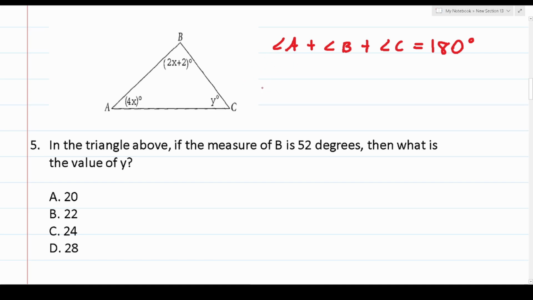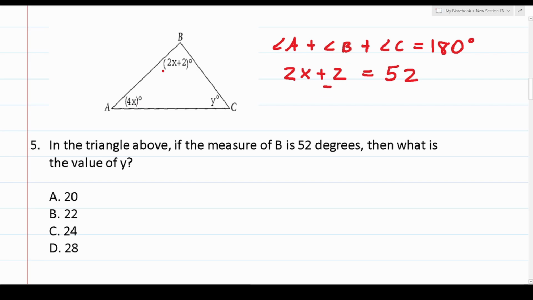Let's start with what we have. We know the measure of angle B is 52 degrees. And as we can see, the measure of angle B is 2x plus 2. And we know that equals 52 degrees. If we solve this for x, we'll be able to figure out what the measure of angle A is, because we'll know what x is. So let's go ahead and do that.